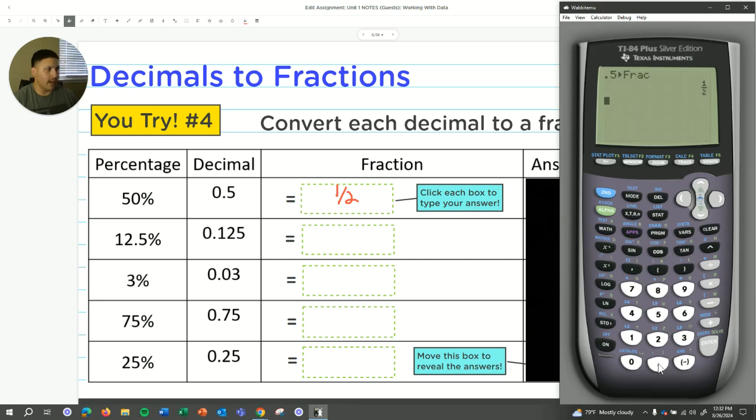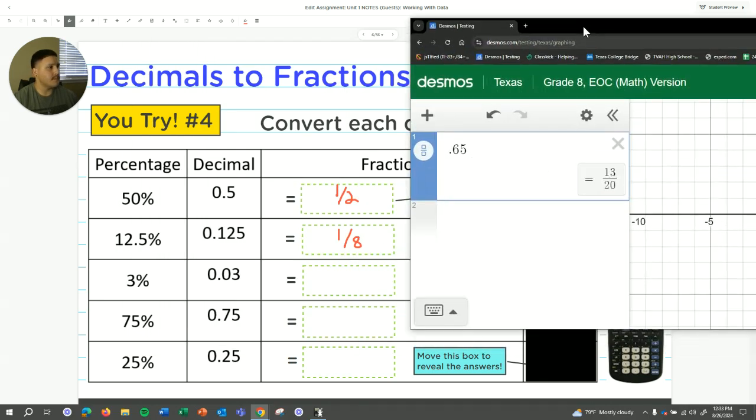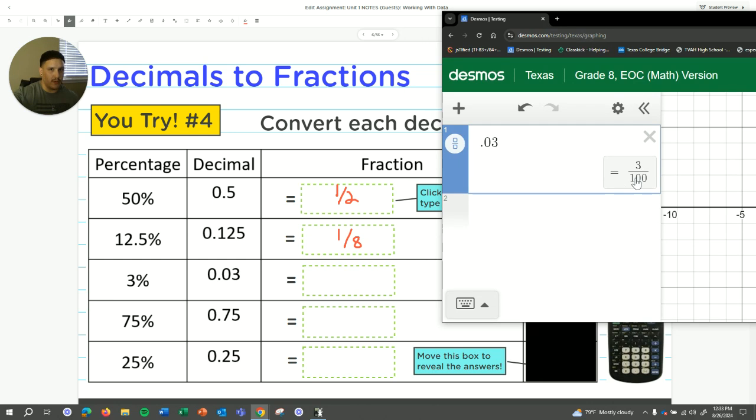0.125. Again, type 0.125, then press math, enter, enter, and you'll get its reduced fraction, 1/8. 1/8. All right, let me show you all the next two using Desmos now. So with 0.03, type it in, click this circle with the fraction symbol on it, and it'll give you the reduced fraction. If there's anything to reduce from it, which there isn't on this fraction. So 3/100.